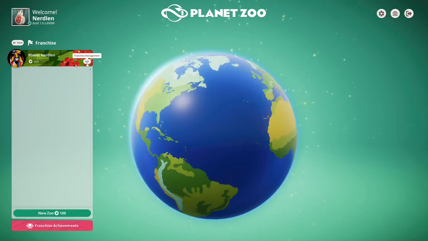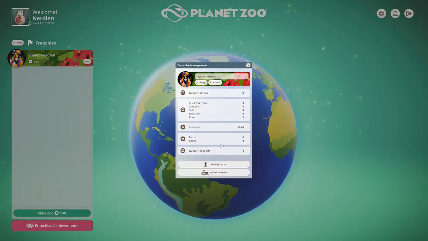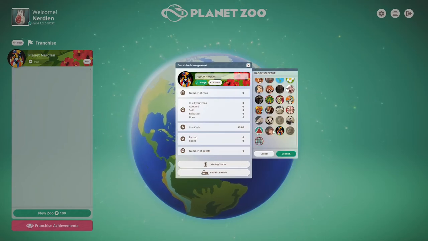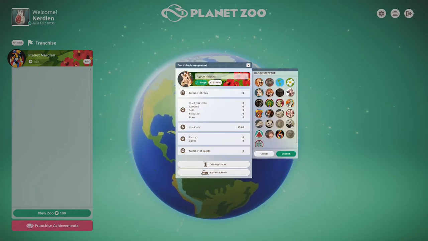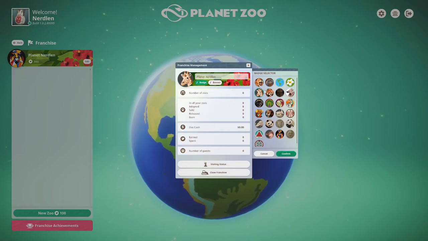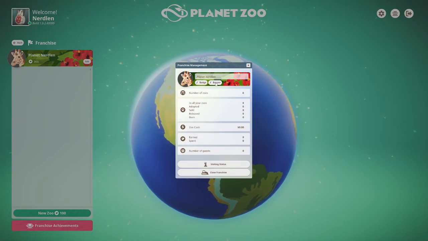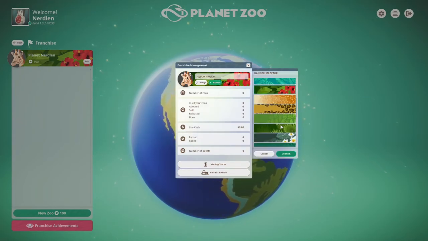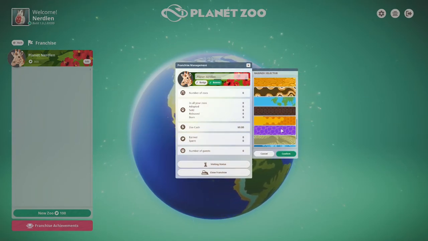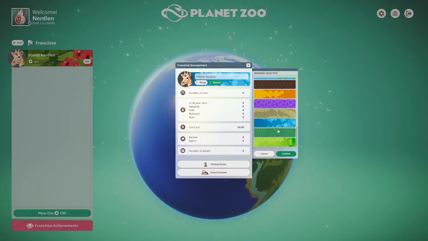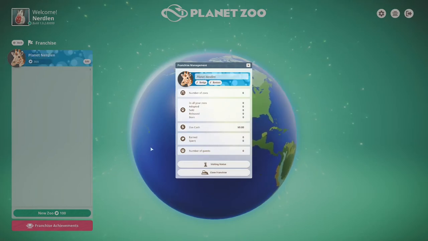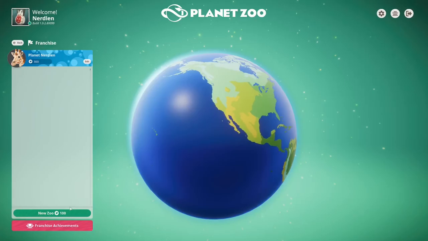Beautiful. Okay, so franchise management. Let's check the badge. What sort of badge do we want? Giraffe's kind of cute. Just go giraffe. And then the banner. Something just plain, I guess. Blue's kind of nice. Like this kind of snake print. We'll go with blue. Okay.